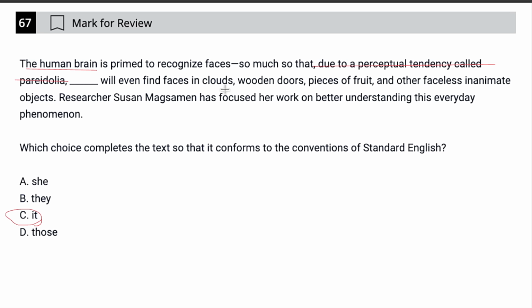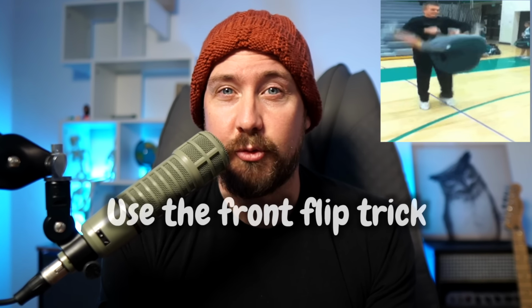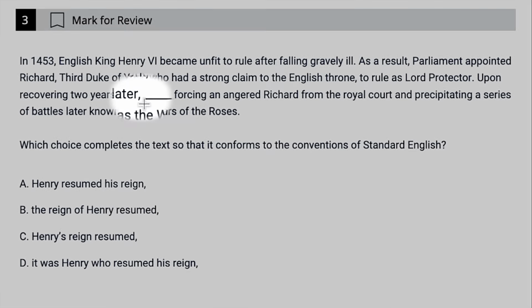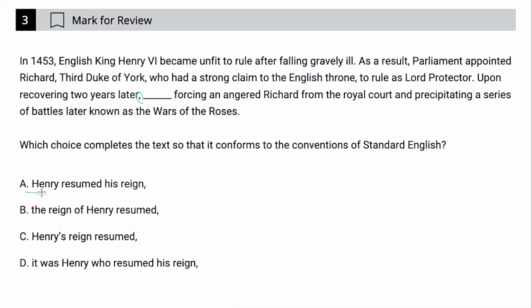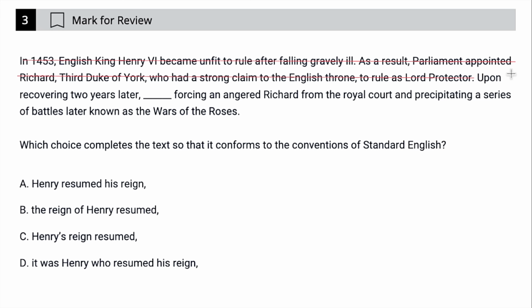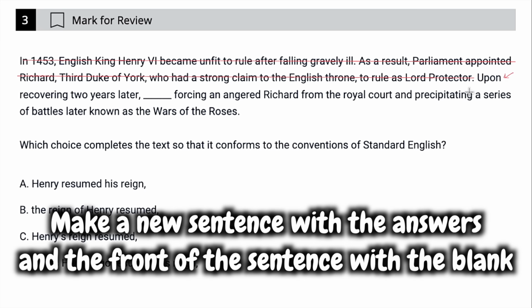These questions, which are known as modifier questions, look complicated, but they're actually quite simple once you know how to approach them. And we can use something called the front flip trick on these guys. And by the way, you know you're dealing with a modifier question when you've got a comma right before the blank space, and all of your answers start with a different grammatical subject, right? And when I flip my answers onto the front of this sentence, I want to create a new simple sentence.